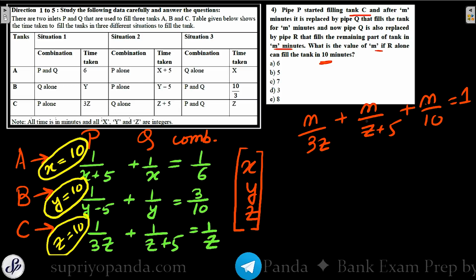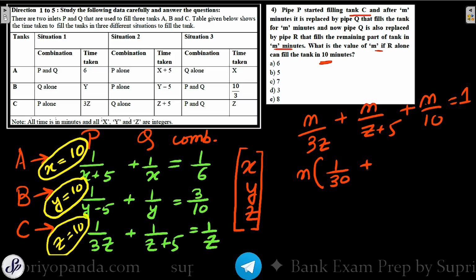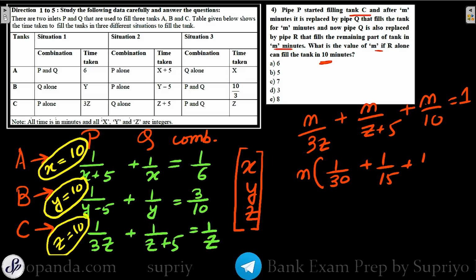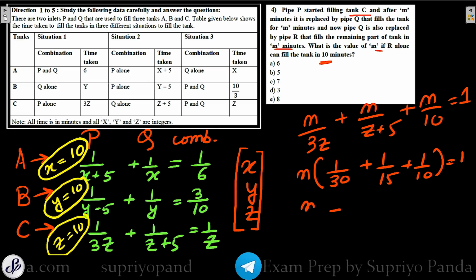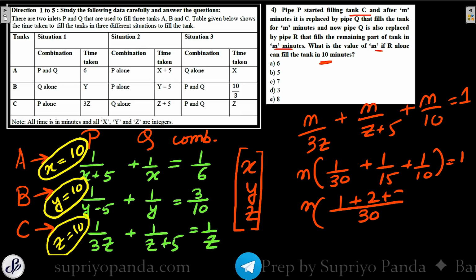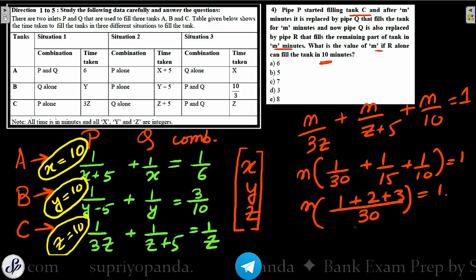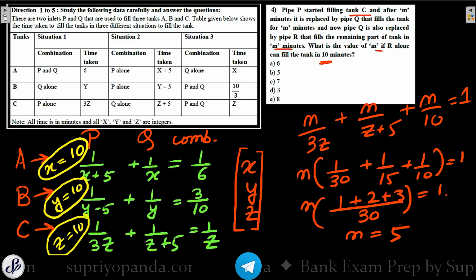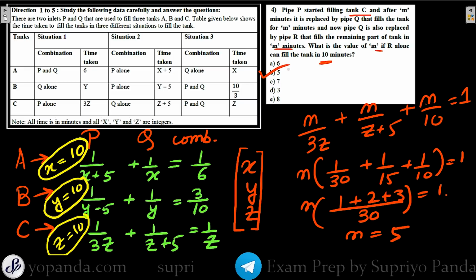Now we know the value of Z as well, so we can take out M over here. So it is 1 by 30 plus 1 by 15 plus 1 by 10, and this all equals 1. So here we can just simplify this. So this actually becomes 1 plus 2 plus 3, which gives us 6 by 30, which is 1 by 5. So M actually becomes 5. So the value of M is 5 minutes, and B is your answer.